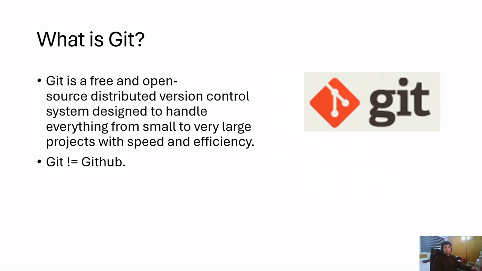So what is Git? There's plenty other tools for version control, but Git is the most popular. It's an open source version control system that scales up with any project size. It is not the same as GitHub. We will discuss the difference in a later section.